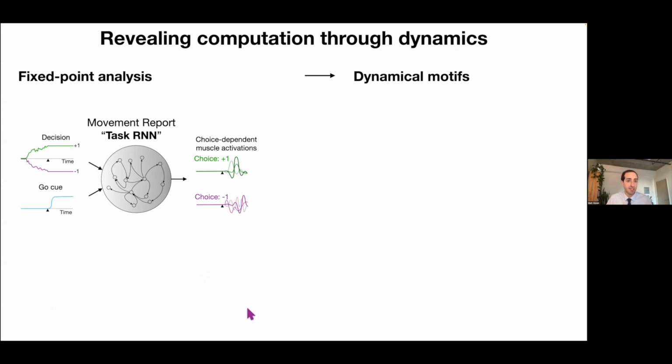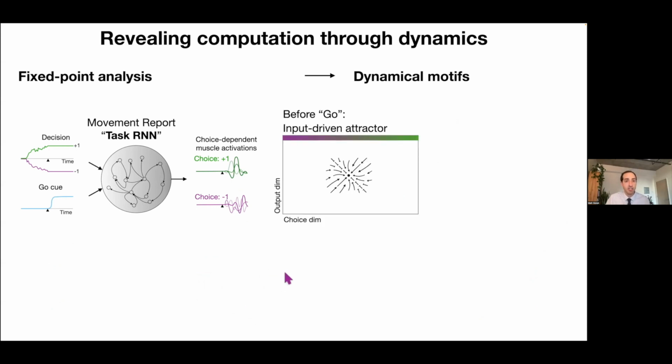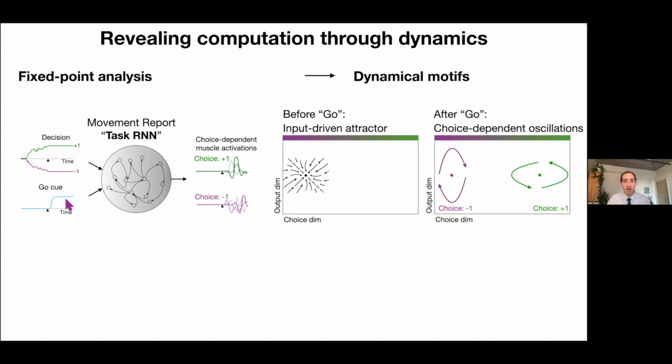And the fixed point analysis of this RNN will reveal a single attractor whose position in state space moves with the input, with this decision input. So this is before the go cue is given. And after the go cue is given, that go cue reconfigures the dynamics to drive choice-dependent oscillations. So one oscillation in the left part of the state space and one oscillation in the right part of the state space. And these serve as a basis for the oscillatory components in these muscle activations.